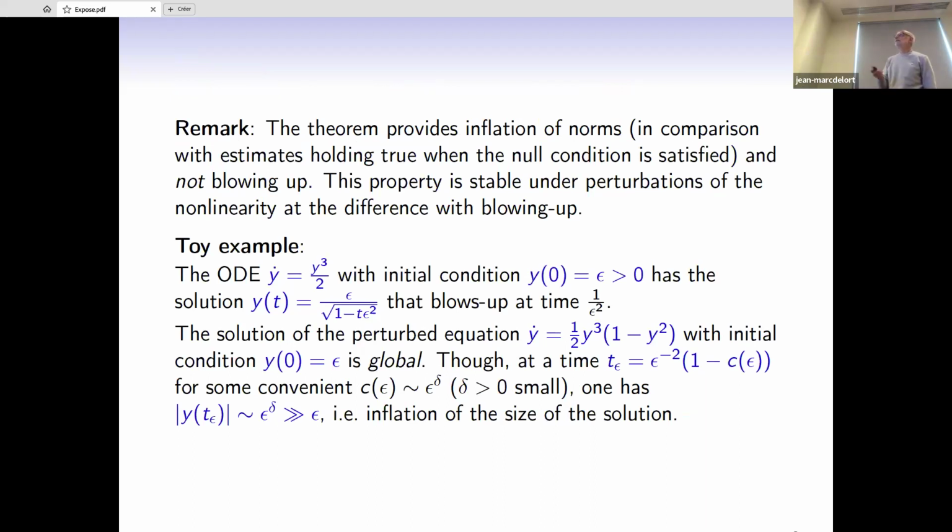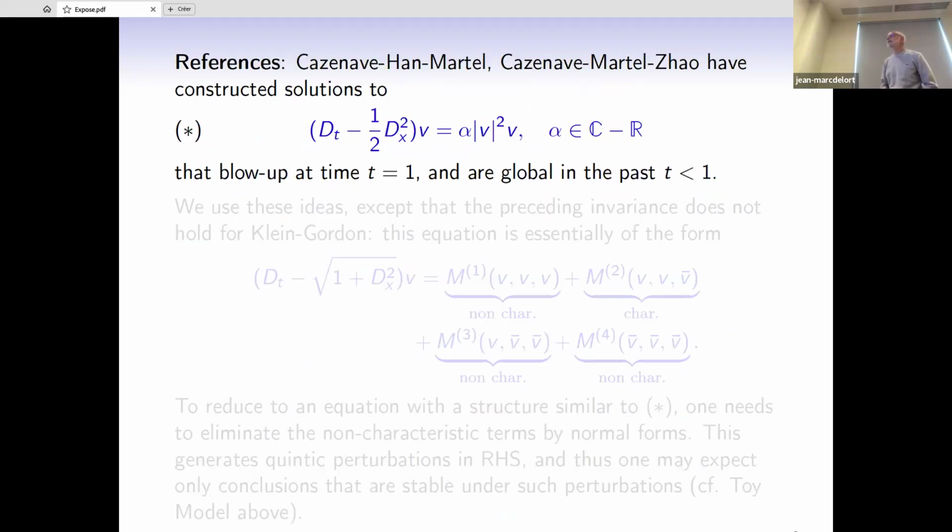Okay, so let me now start explaining the idea of the proof. And first of all, let me make a reference to some works of Cazenave and Martel, Cazenave-Martel-Zhao, who have constructed blowing up solutions for the following equation. So the theorem concerns solutions in any space dimension with a nonlinearity depending on the dimension, but I'm just singling out the one-dimensional case.